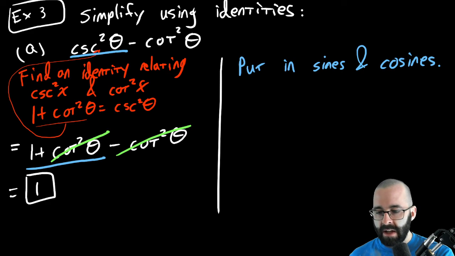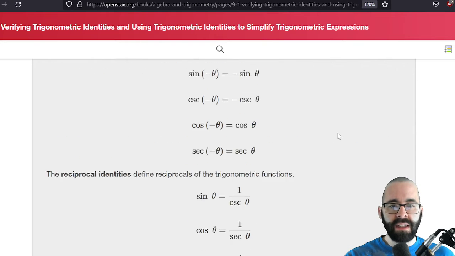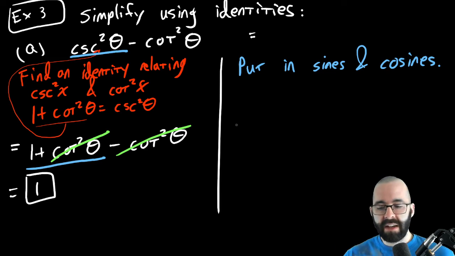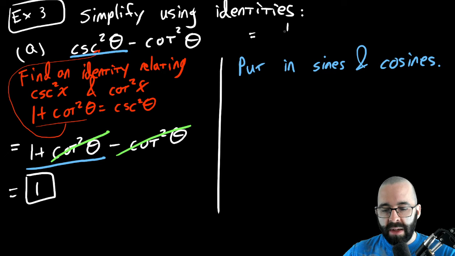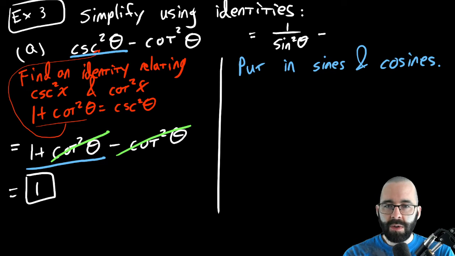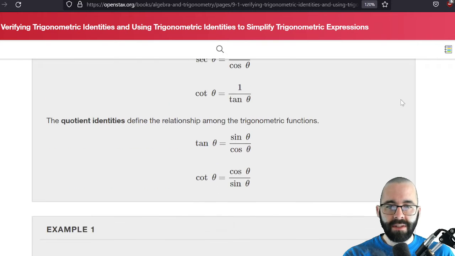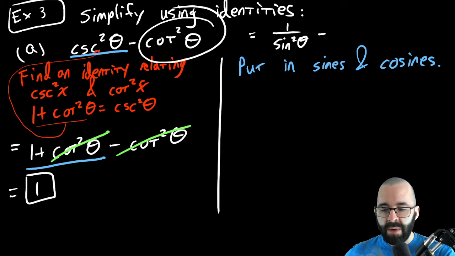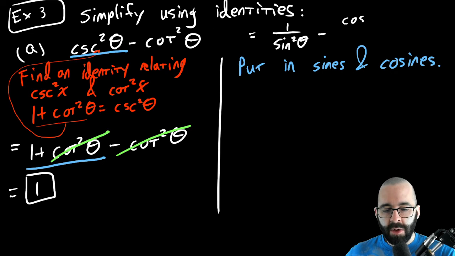All right. But if we do it that way, maybe you forgot what cosecant is. Cosecant is the reciprocal of sine. So sine is 1 over cosecant and vice versa. This becomes 1 over sine squared of theta minus cotangent. What was cotangent? Cotangent is cosine over sine, and we have cotangent squared. So it becomes cosine squared of theta over sine squared of theta.